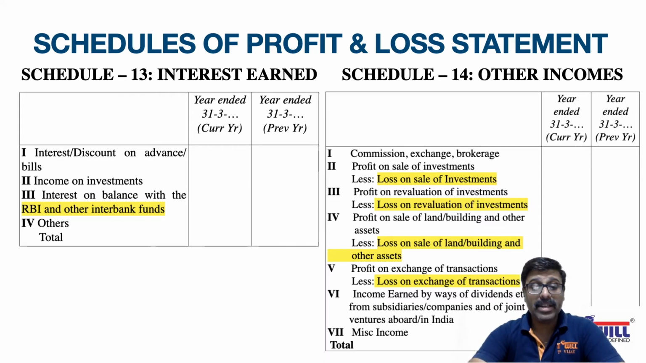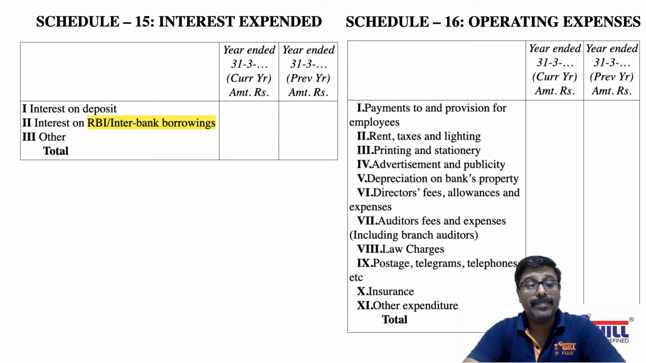Then schedule 15, we go with interest expended, interest on deposits. Which deposits? Savings deposits and fixed deposits. Interest on RBI or interbank borrowings. This is what I told you. Funds word means it will come in schedule 13. Borrowings word means it will come in schedule 15. And other interest expenses. In schedule 16, operating expenses, I told you all the expenses like salaries, etc.